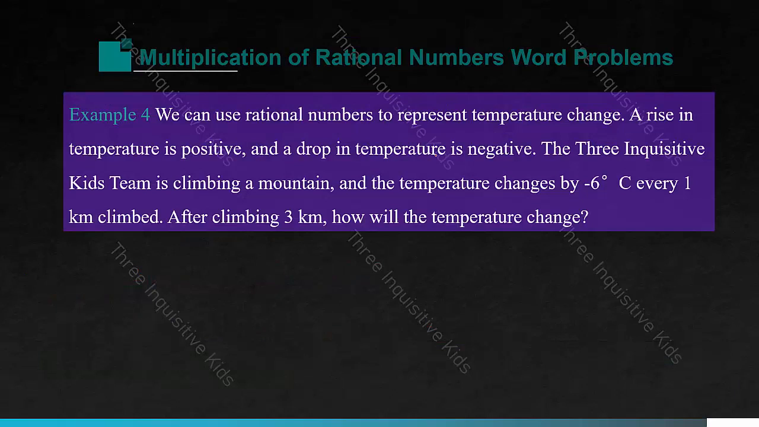So here are some word problems. We can use rational numbers to represent temperature change. A rise in temperature is positive and a drop in temperature is negative. The 3 Inquisitive Kids team is climbing a mountain and the temperature changes by negative 6 degrees Celsius every 1 kilometer climbed. After climbing 3 kilometers, how will the temperature change? Our solution would be to write down negative 6 times 3, which gives us negative 18. So our answer would be the temperature drops by 18 degrees Celsius.